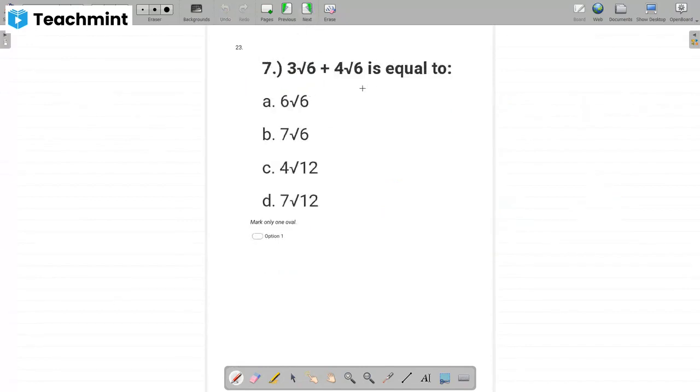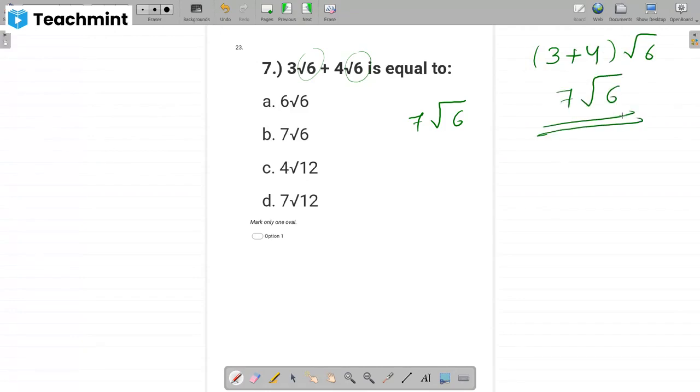Next, we have to add these two numbers. We can add or subtract these numbers only if the number written in the square root is the same. Here the number is the same, so we can simply add. 3 plus 4 is 7. Basically we are taking this root 6 common. When you take root 6 common, you get 3 here and plus 4 here, and 3 plus 4 is 7. So the correct option is 7 root 6.